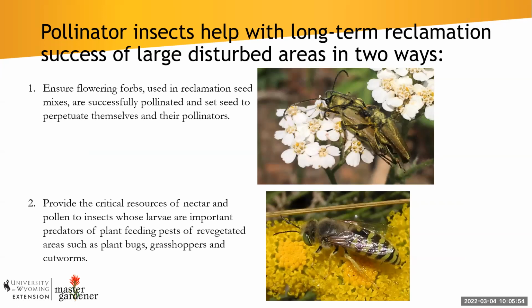So I think pollinator insects can help with long-term reclamation success in 2 ways. One is ensuring that your flowering forbs that require insect pollination are successfully pollinated and set seed to perpetuate themselves and their pollinators. The other thing is the flowers provide critical resources, nectar and pollen, to the insects, who a lot of times it's the larvae of those insects that are actually predators of plant-feeding insects that may inhibit or damage your restoration effort.